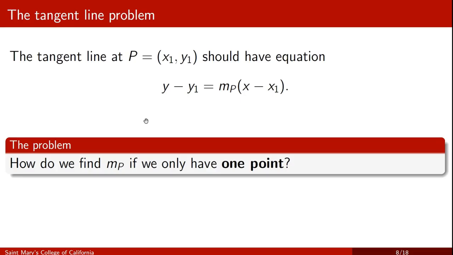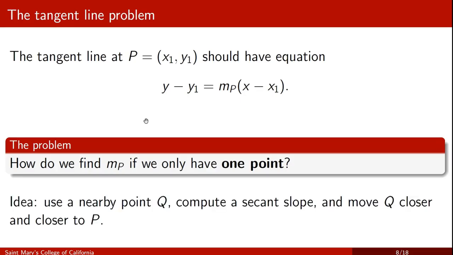Okay. Well, the tangent line should have a very similar equation. We've got our point (x1, y1), and we have our slope m_P. Well, we can use the same equation, but how do we find m_P? And of course, that's the key. That's what we're looking at now. How do we find m_P if we only have 1 point to use? Okay, and that's the thing we're going to be working on.